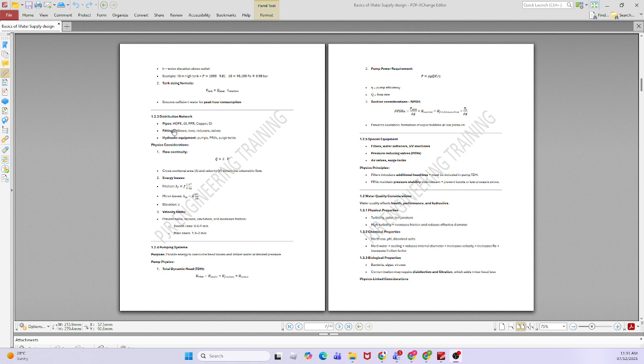Then the distribution network by means of HDPE pipe, GI pipe, PPR, or copper. You have different materials with fittings like elbows, tees, and reducers. Then you can see hydraulic equipment: pumps, PRVs, surge tanks.